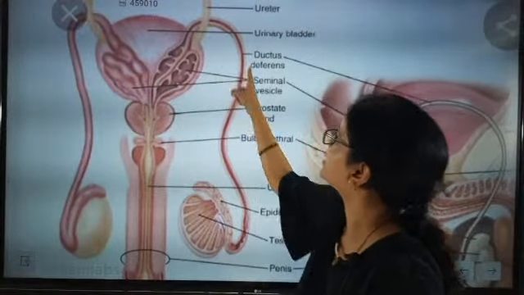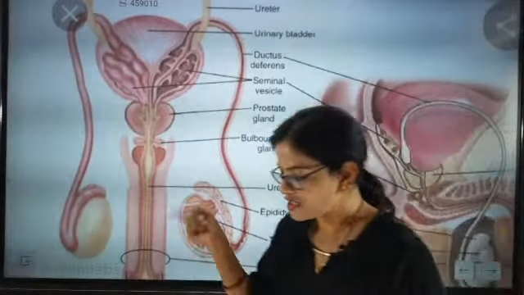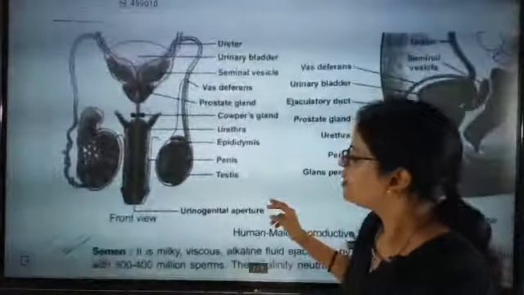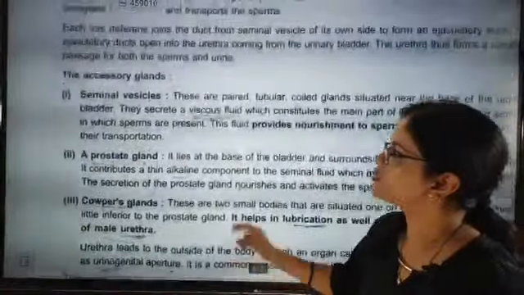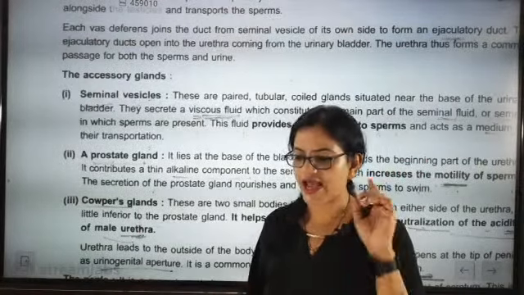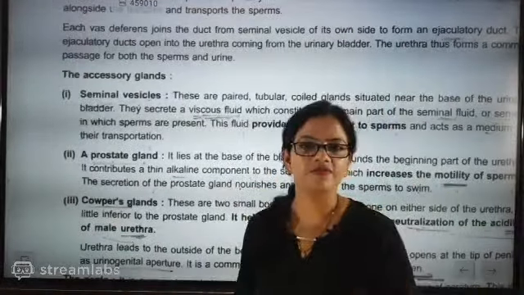Seminal vesicle is connected to the vas deferens. Okay. Now, what is the work of the seminal vesicle? The first accessory gland is the seminal vesicle. What is the work of the seminal vesicle?